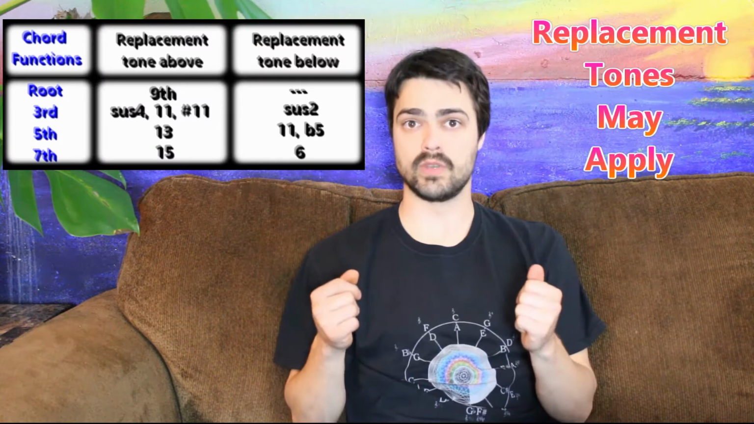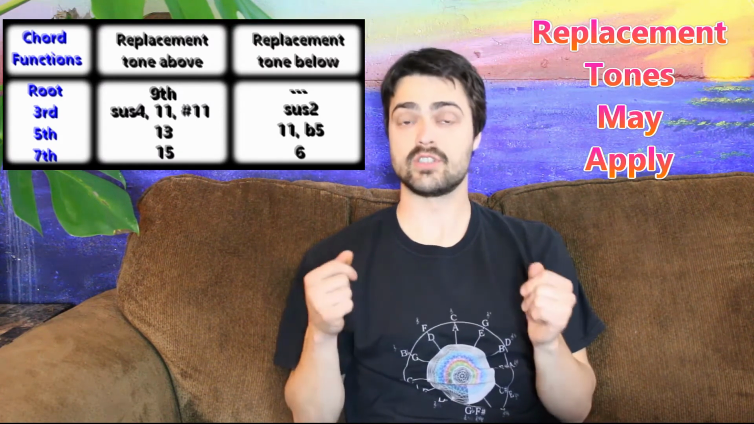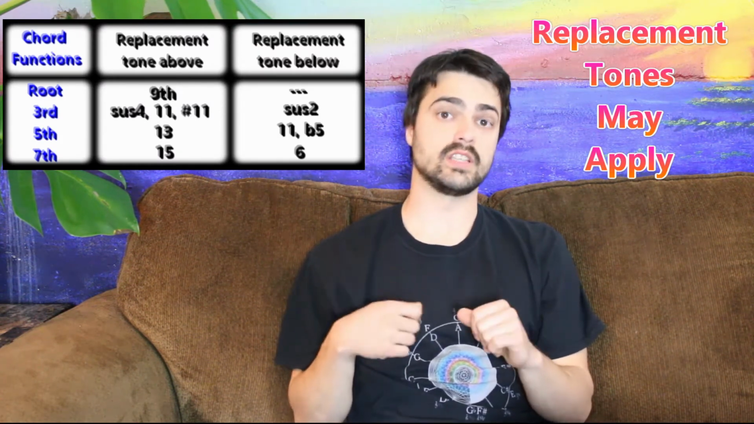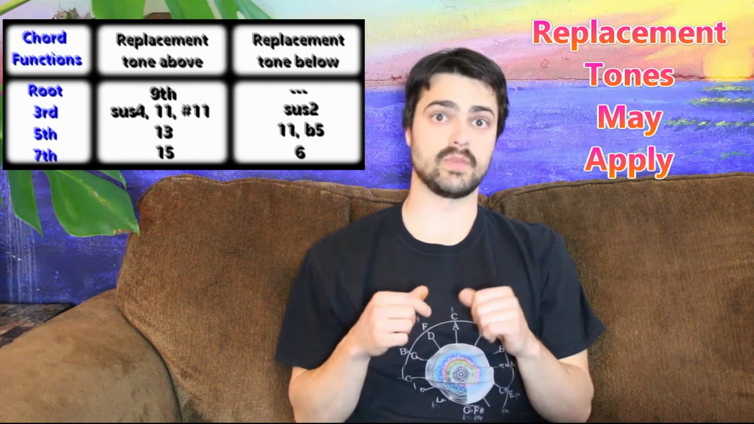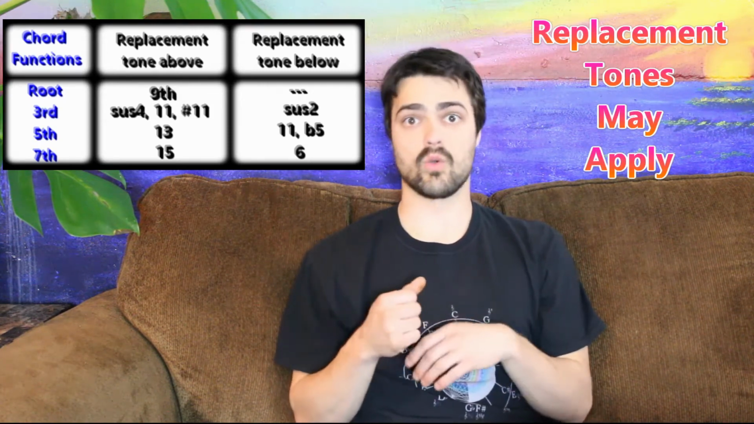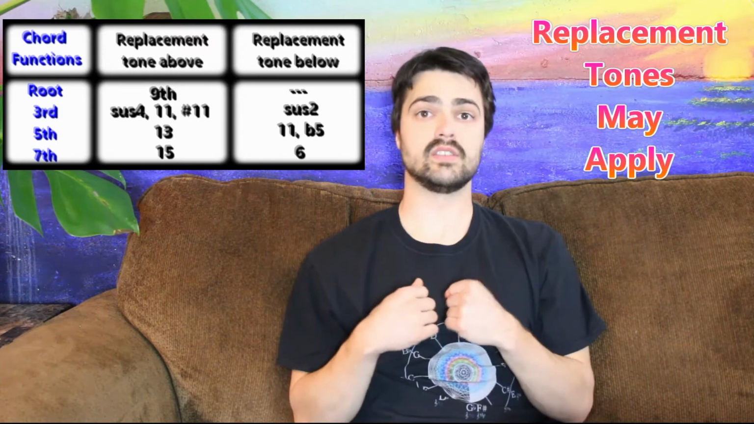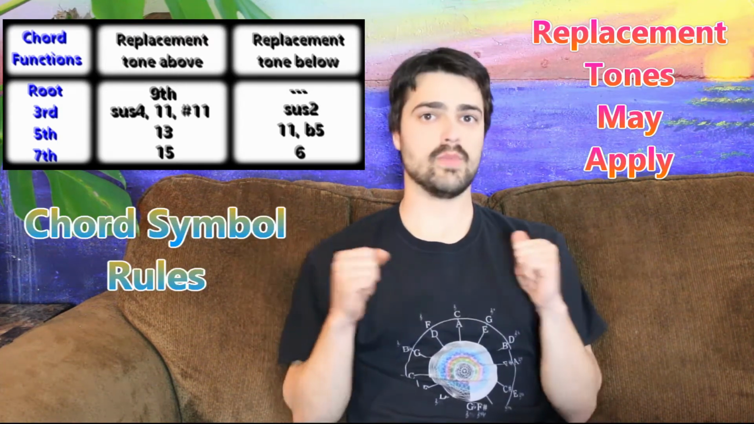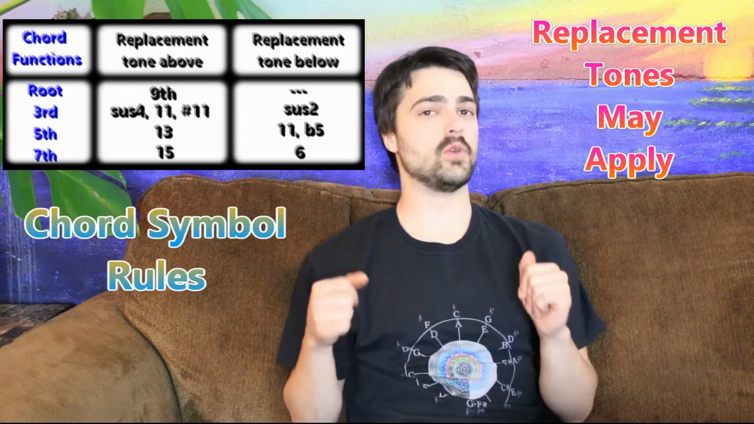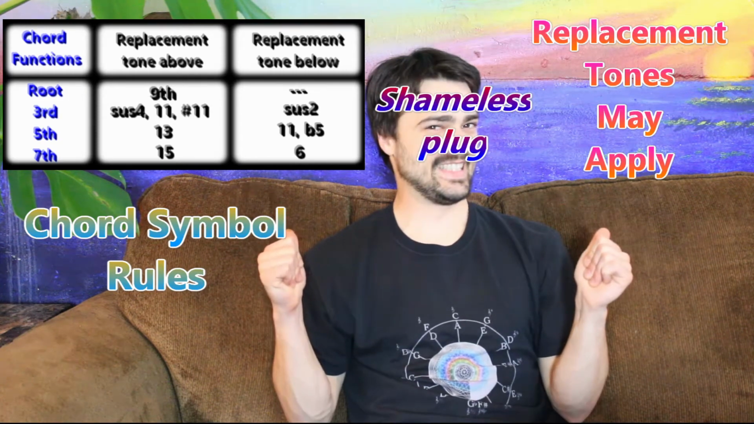Also, let's not forget that all of these voice leading formulas work with replacement tones. So the root is replaced by the 9th, the 3rd can be replaced by the 11th or the sharp 11, or sus2 in some cases, and so on and so forth. You remember those rules, and if you don't, you can always look back in my previous videos.